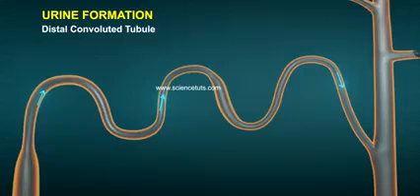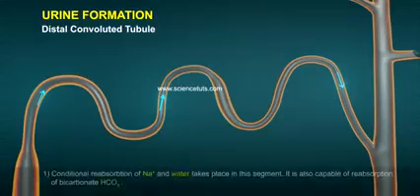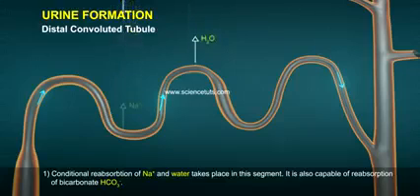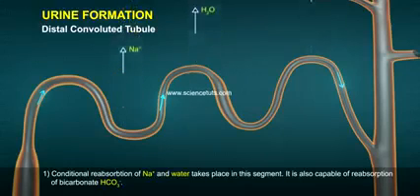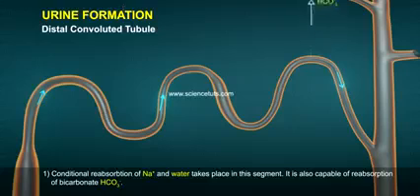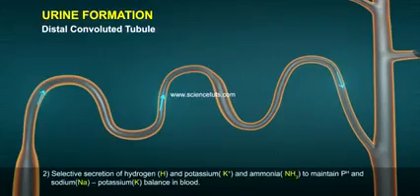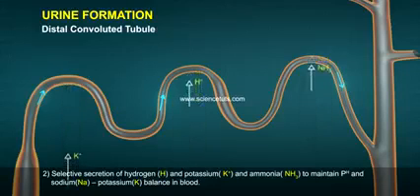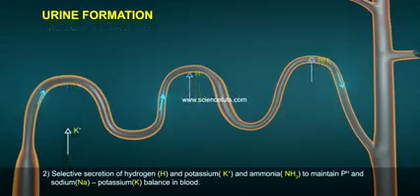3. Distal convoluted tubule. 1. Conditional reabsorption of Na+ and water takes place in this segment. It is also capable of reabsorption of bicarbonate, HCO3-. 2. Selective secretion of hydrogen H+, potassium K+, and ammonia NH3 to maintain pH and sodium Na+, potassium K+ balance in blood.